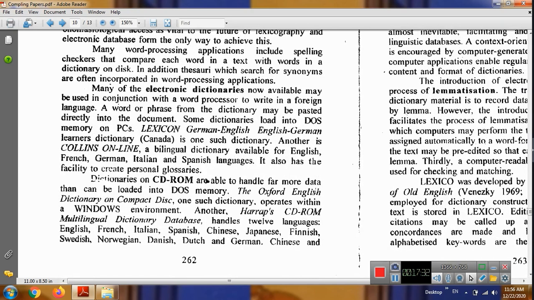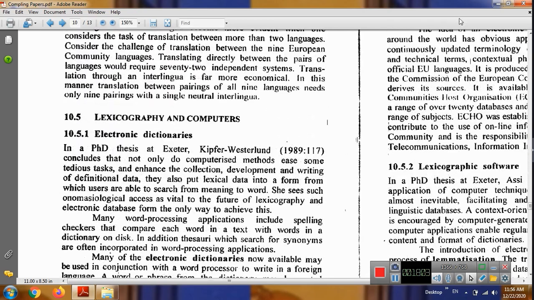Dictionaries on a CD-ROM are able to handle far more data than can be loaded into DOS memory. The Oxford English Dictionary on a computer disk is one such dictionary, which operates within a Windows environment. Another CD-ROM multilingual dictionary database handles 12 languages: English, French, Italian, Spanish, Chinese, Japanese, Finnish, Swedish, Norwegian, Danish, Dutch, and German.